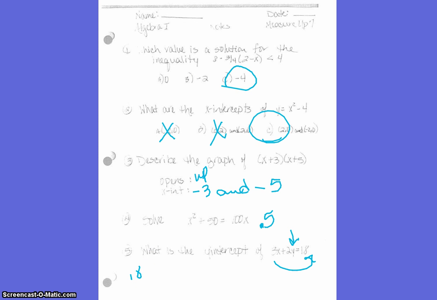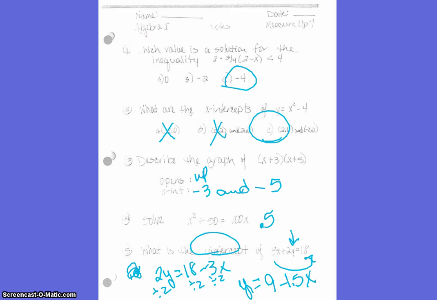No, it doesn't. Okay, it's going to still have a 2y. 2y is equal to 18 minus 3x. Now everything gets divided by 2. And so you have y is equal to 9 minus 1.5x. Your y-intercept is always the number by itself. Therefore, your y-intercept is 9, and your answer for that problem is 9.